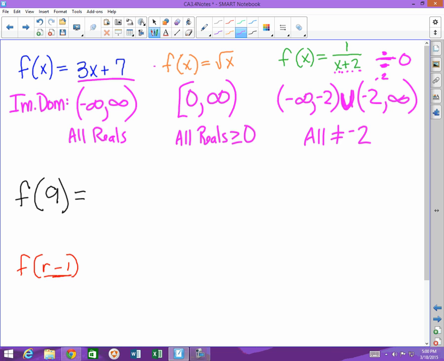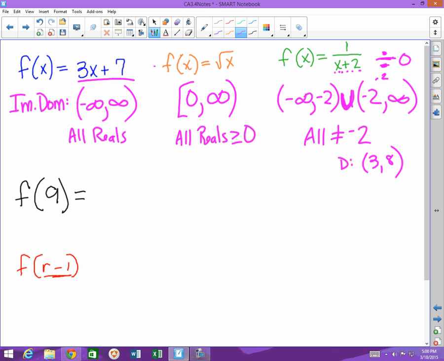Sometimes they can give you a domain for this and just say like the domain is from 3 to 8. Well, then that means you only need to use the values from 3 to 8 in your function. Like I said, if it doesn't say anything, then you kind of have to figure out what the implied domain is.